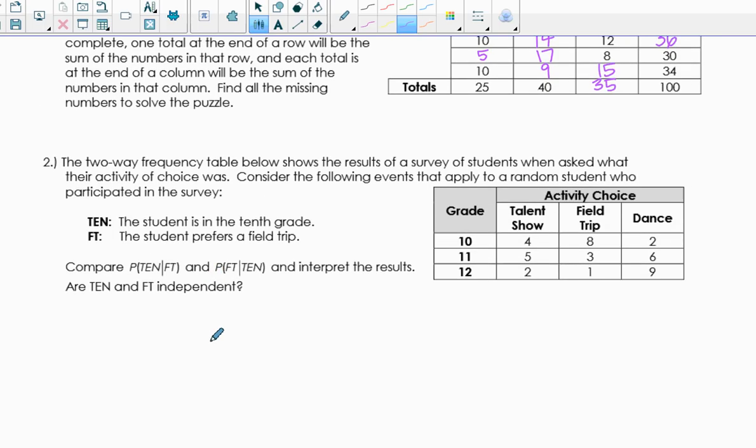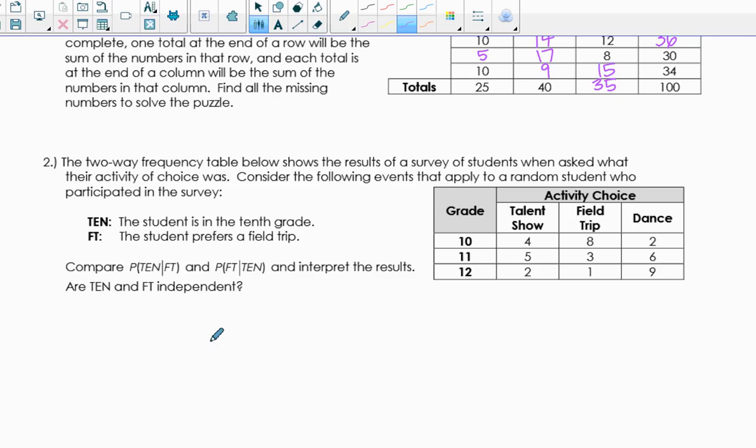All right, number 2 says the two-way frequency table below shows the results of a survey of students when asked what their activity of choice was. Consider the following events that apply to a random student who participated in the survey. So we have a couple different pieces of information, 3 different grades, 10, 11, and 12, and 3 different activity choices, talent show, field trip, and dance. We're going to focus on the 10th graders and a field trip. Obviously, we could pull a bunch of information out, but let's not get crazy.